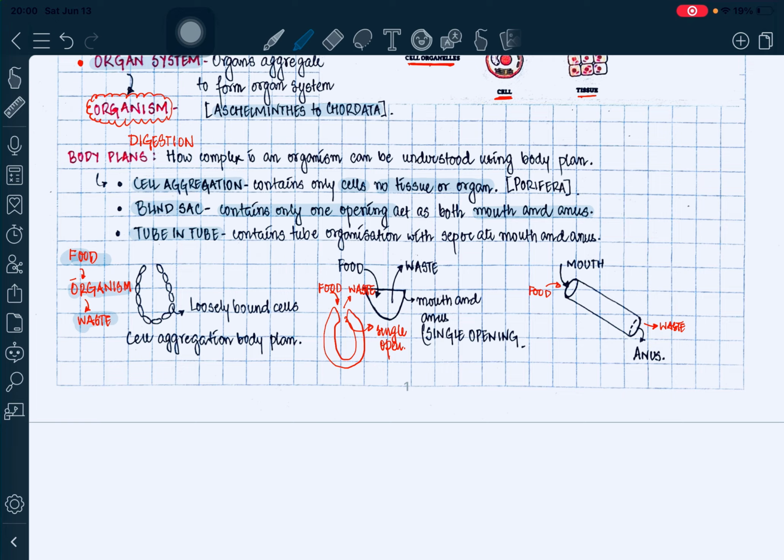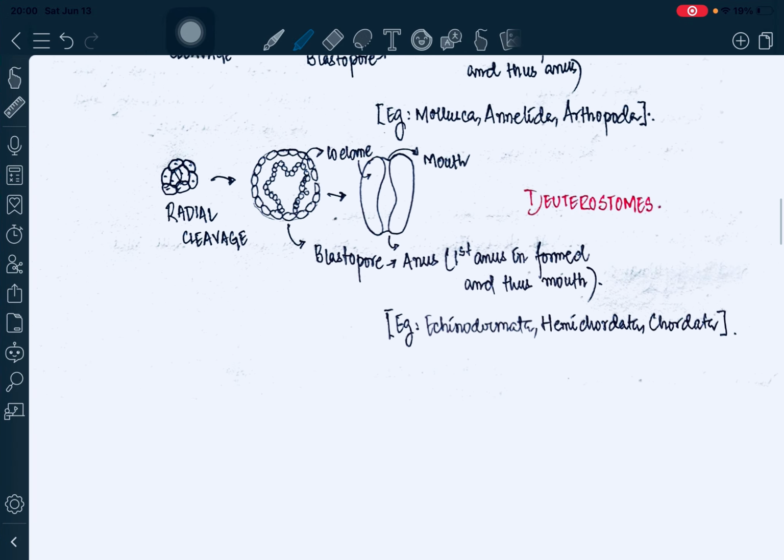For example, in case of higher organisms which fall under the mammalian category like us, we have a tube like structure called the alimentary canal, and it has a separate mouth and a separate anus. Mouth is used for intaking the food, and anus is obviously for releasing the waste.